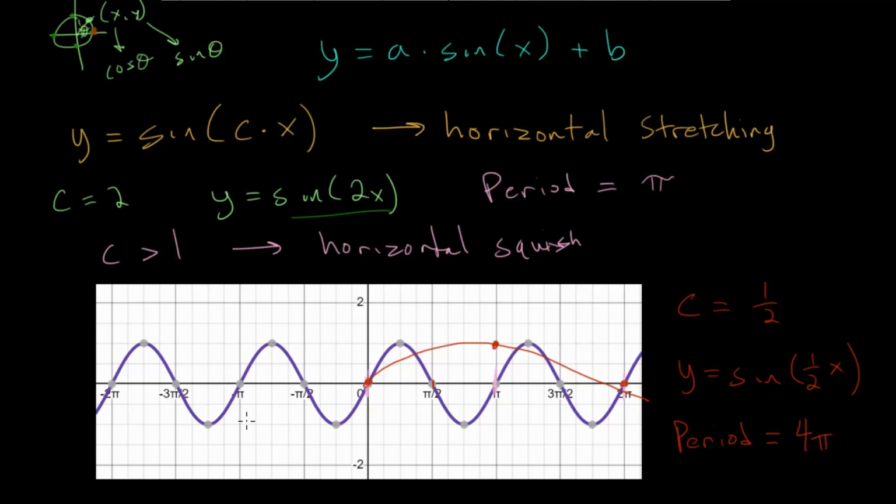And in general, when we see that c is a fraction, it's less than 1 but greater than 0, then we get a horizontal stretch. And keep in mind, this is true of function transformations in general. It doesn't have to be the sine or the cosine. We would see these horizontal stretches or squishes when using any function, really.